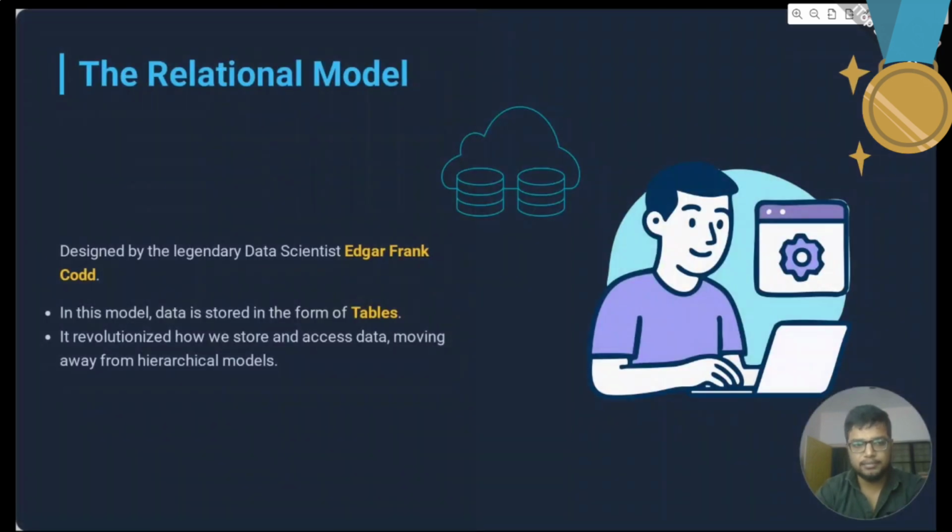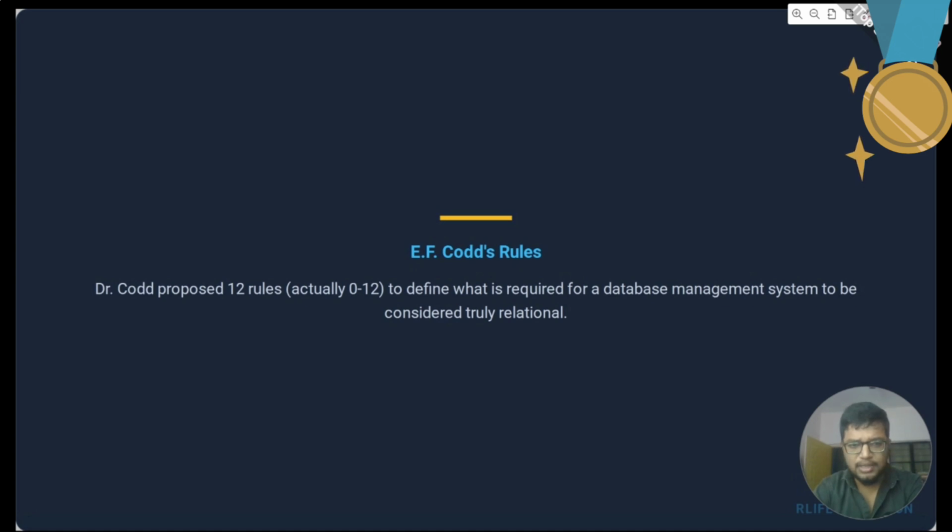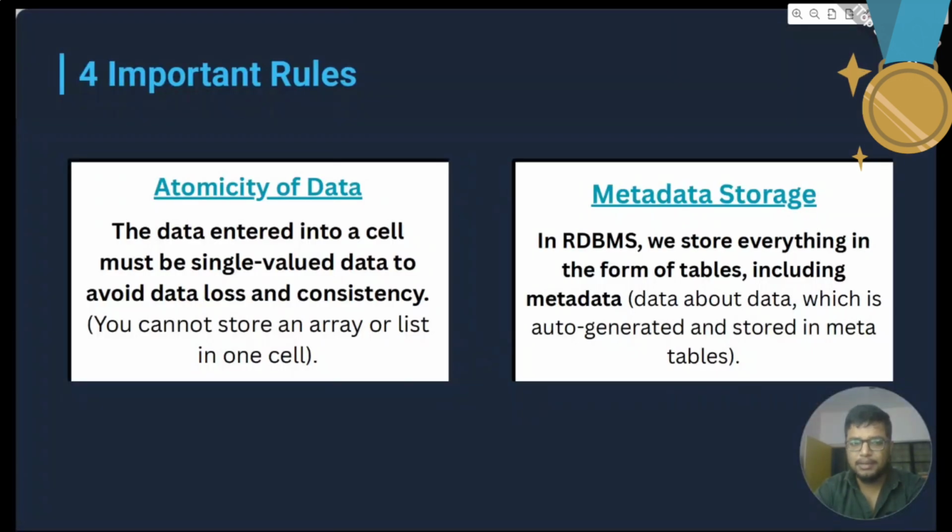This relational model is designed by Edgar Frank Codd. When he designed this model, he gave some rules. If those rules are followed by a particular DBMS, then the DBMS becomes an RDBMS. Basically 13 rules are there, or you can say Codd's 12 rules, and one zeroth rule is there also. If we combine all of these, then 13 rules. Here you can see some important rules.